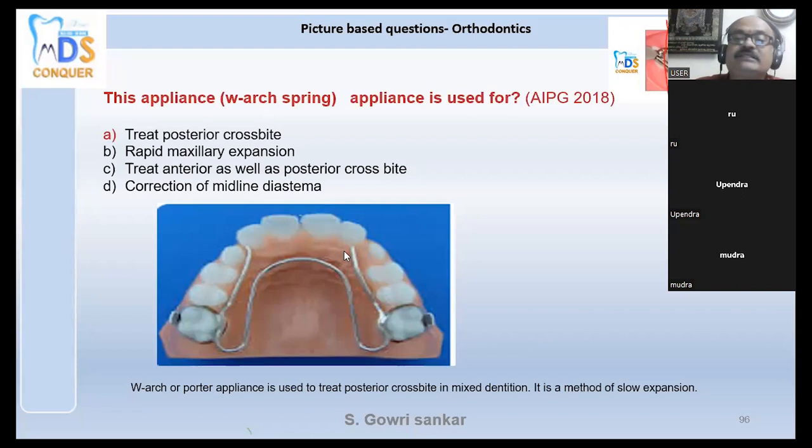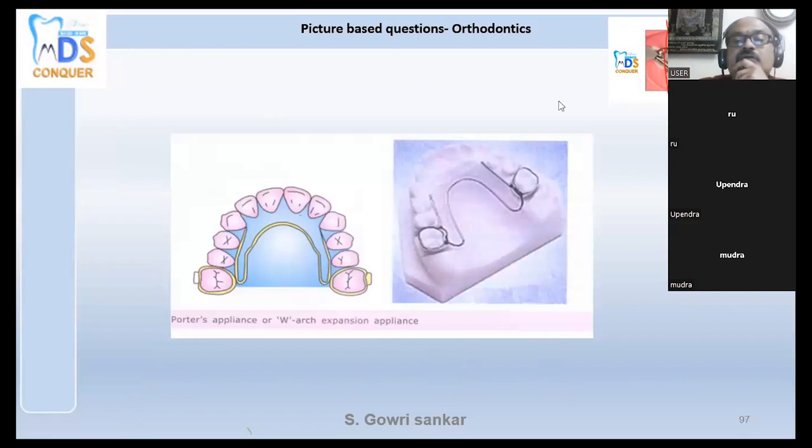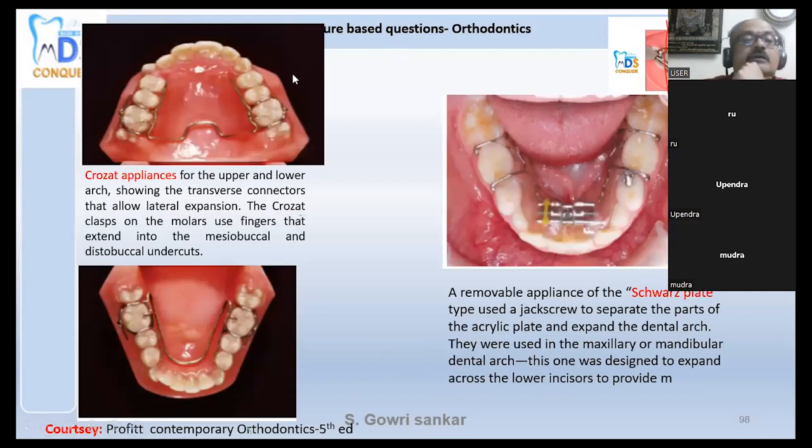Before that, in 2017 or after that 2019, they ask you to identify the appliance. So this is your WRH appliance. This is directly taken from Proffit. So some of the appliances which have closed ribbon lines, I'm searching from Proffit and getting it.